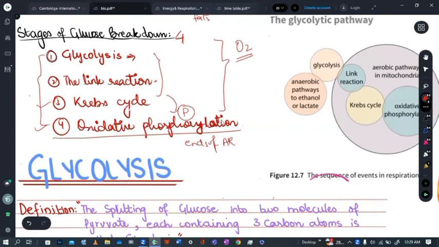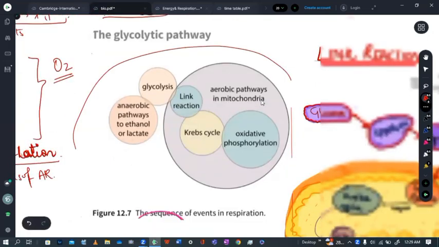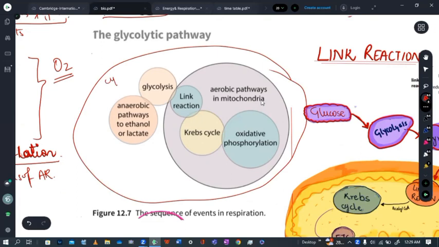It is important to know the location of these processes, where they occur in a cell. This is an illustration of a cell. Let's suppose this is the cytoplasm of the cell, and this whole purple thing is the mitochondria. From the diagram, we can clearly see that glycolysis, a part of aerobic respiration, occurs in the cytoplasm of the cell. Whereas the product formed by glycolysis enters the mitochondria and takes part in the link reaction. The link reaction forms a product, which then goes through the Krebs cycle, and finally the Krebs cycle proceeds to oxidative phosphorylation, which is the end stage of aerobic respiration.